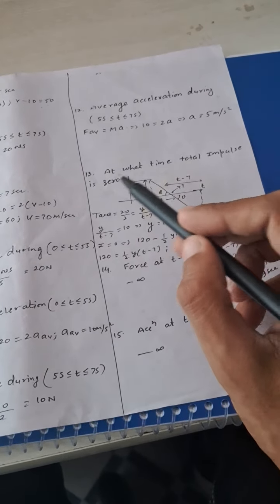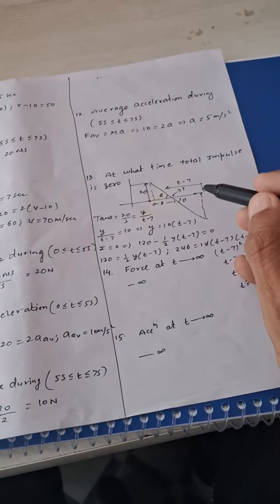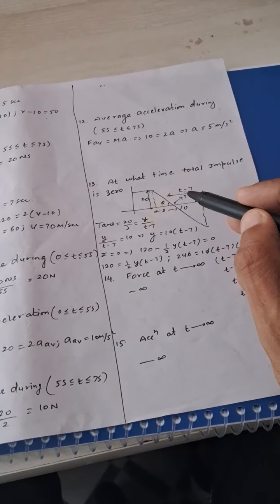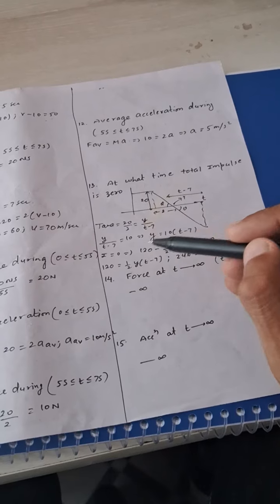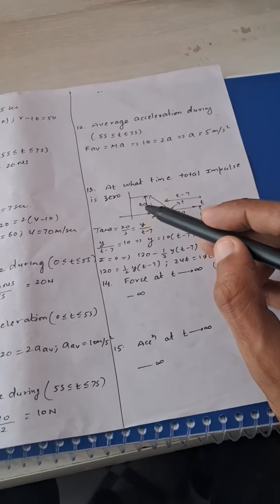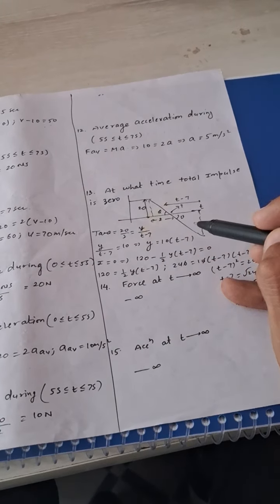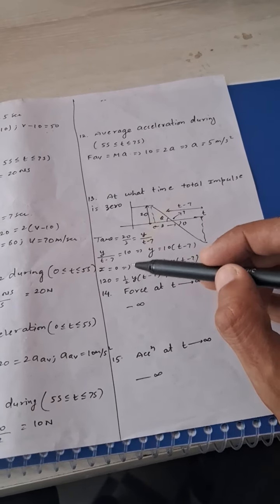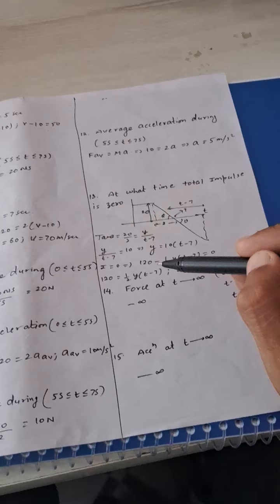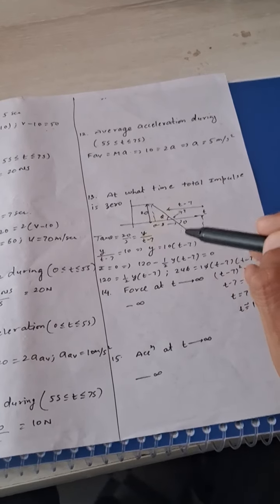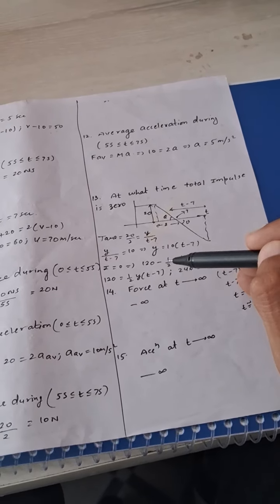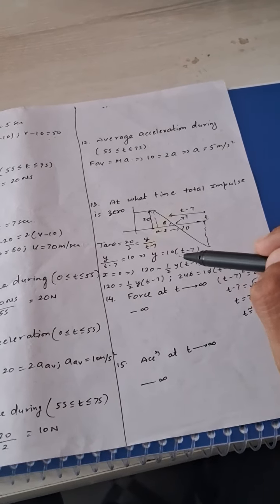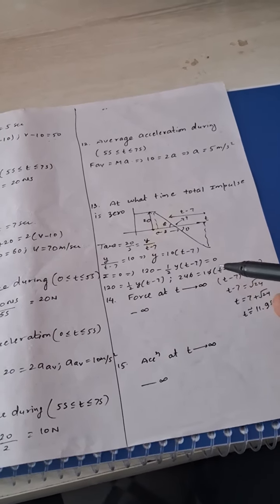Next is at what time total impulse is 0, so we consider that at time t the impulse is 0. This thing is going to be t minus 7, so impulse is change in momentum. Upward impulse will be positive, downward will be negative. If it is 0, then we can say that the upper impulse is 120 and the lower is minus, so we have used the minus sign over here, and it will make a triangle, the area being half into base into altitude. So using this we can say that y as a function of t is 10 into t minus 7.